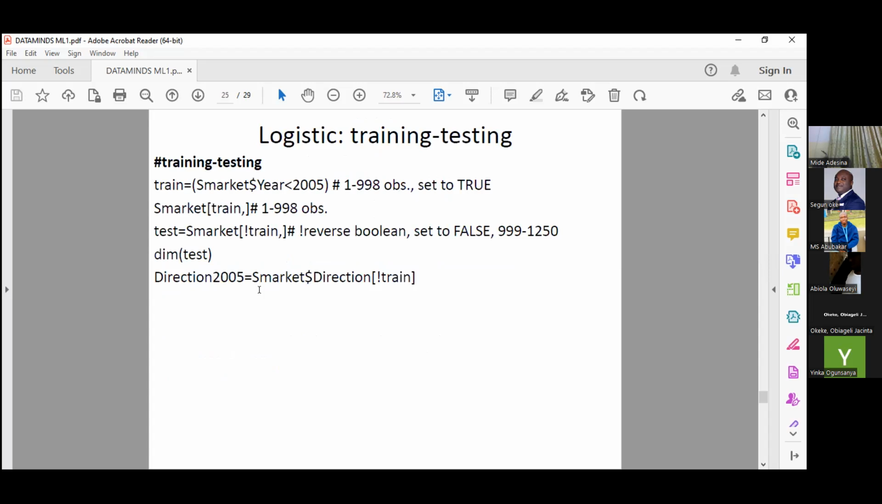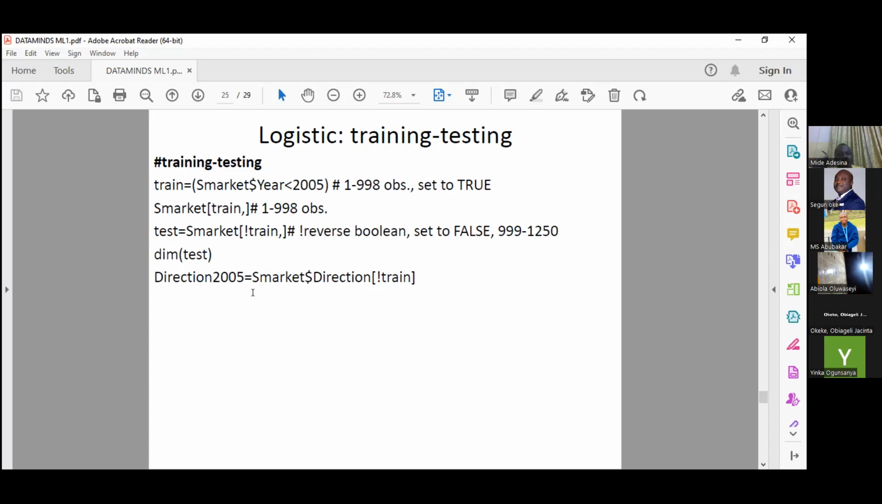Now, let's go to the logistic training and testing. For the training, we have S markets for the year less than 2005. They are the training set, that is 2001 to 2004. They are the training observations, and it contains observations 1 to 998, and we set them to true.